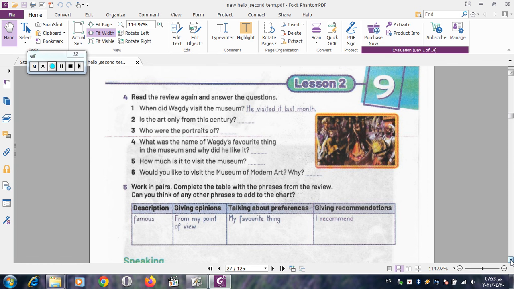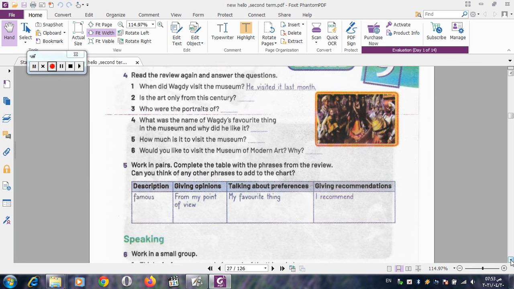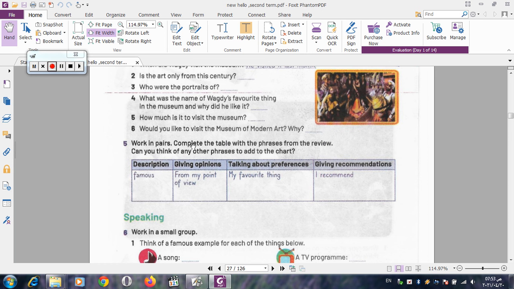Here we have some questions related to the text, and I think they are so easy you can answer them by yourself. Here we have work in progress: complete the table with the phrases from the review. Can you think of any other phrases to add to the chart?